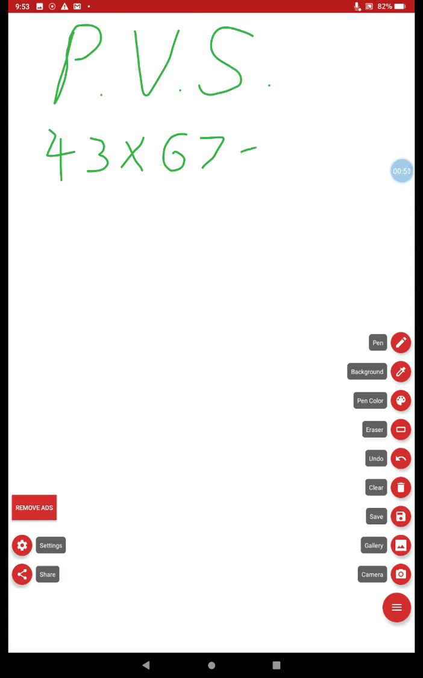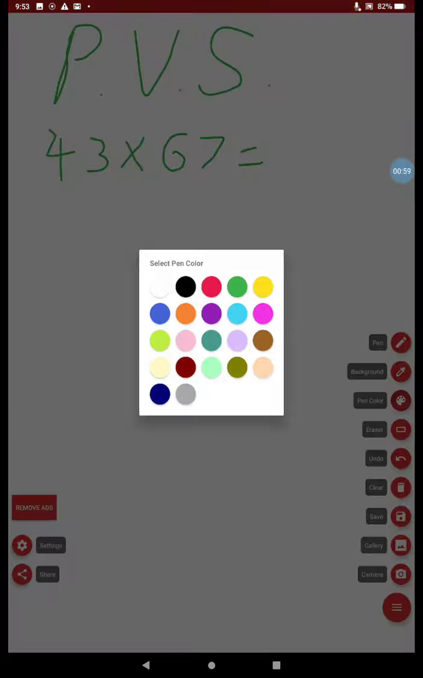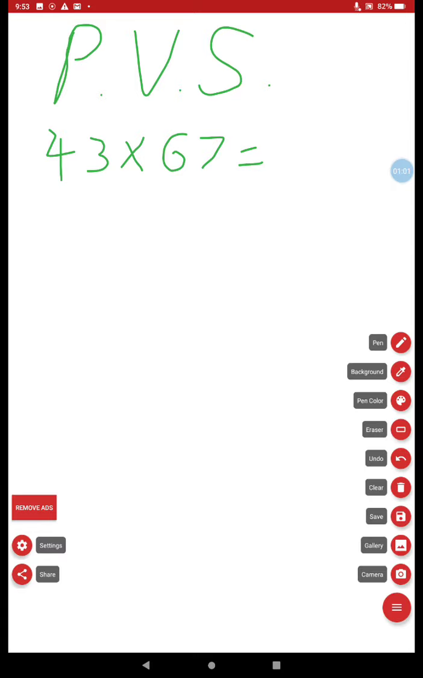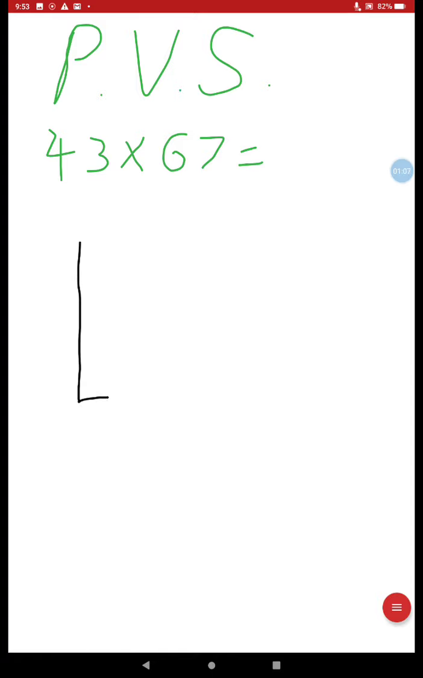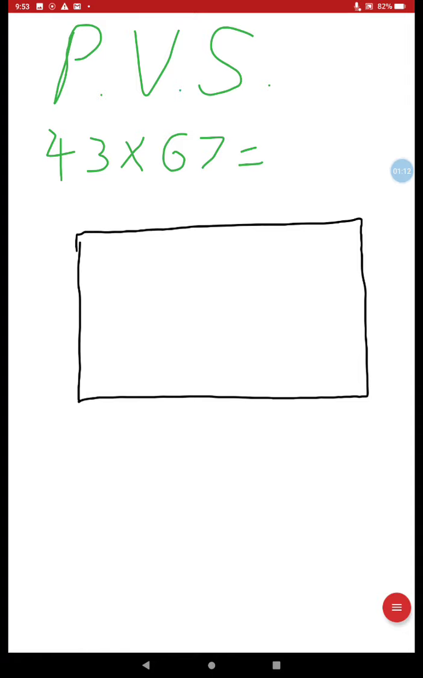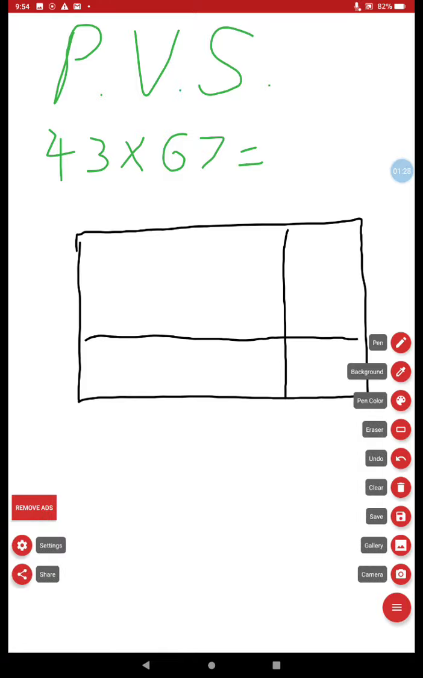Now before I find out what that equals, what I'm going to do is draw a box. So let's draw a good sized box here. And now I'm going to divide the box into 4 different sections, not necessarily equal sections. So I'll put a line here, and I'll put a line here. All right, got your 4 square box.